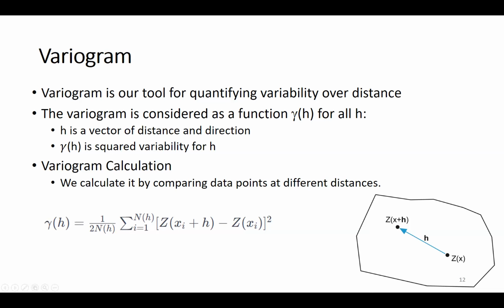And we can use this equation. Here we calculate it for distance h. h is a vector connecting two different points. The value of the second point minus the value of the first point, and there are so many pairs in the area. So by dividing by the number of observations, we can calculate the variogram for the specific distance.